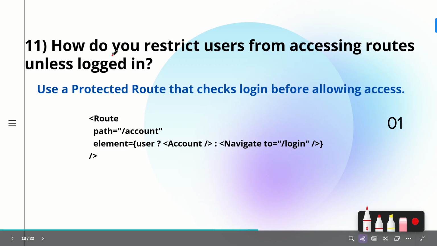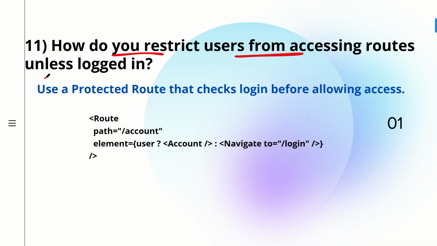Our 11th question is, how do you restrict the user from accessing the routes unless he or she has logged in? Unless that user is a valid user, you cannot give them access to your application, right? So how will you protect your access? We can make use of a protected route that checks login before allowing access. This is our Route, and normally you can just write an element that navigates to login, but that is not the case. You have to give path slash account if you're trying to access something called account. If you're not a valid user and you're just going to the account screen and trying to do some payment, that is not valid, right?